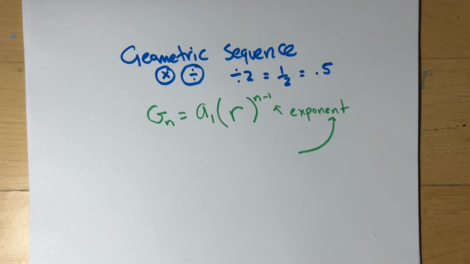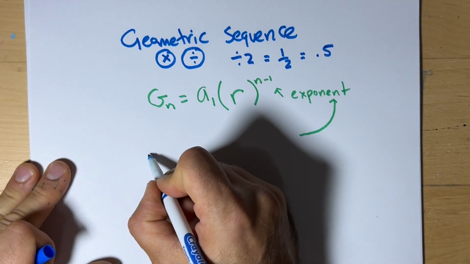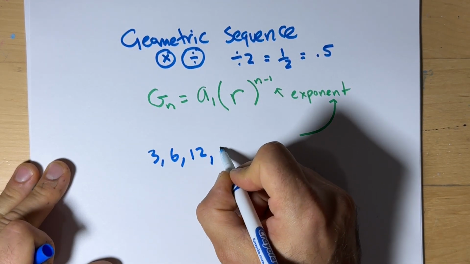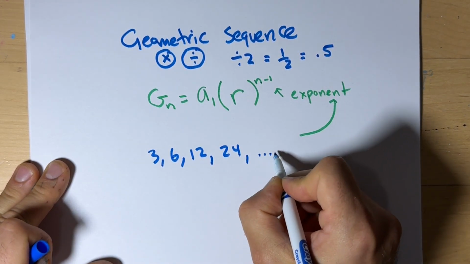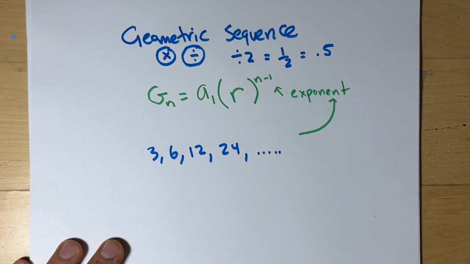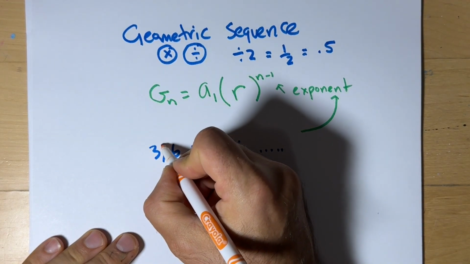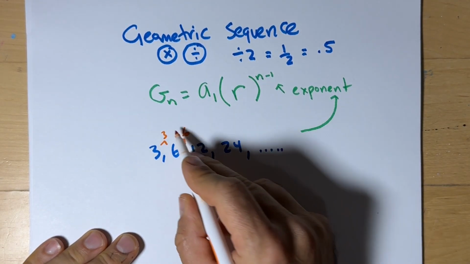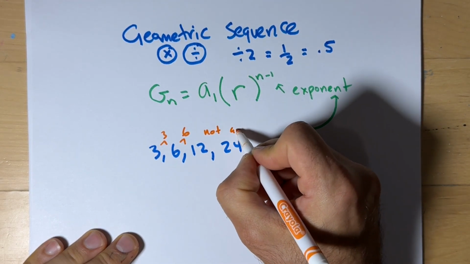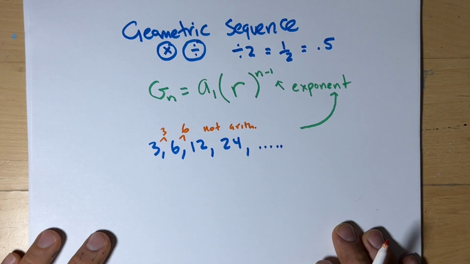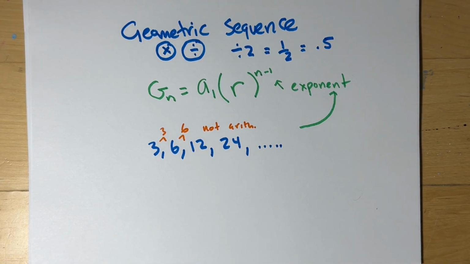So how will we use this? Let's start with the pattern. If we're trying to decide if it's geometric or arithmetic, we might first subtract. 6 minus 3 is 3. 12 minus 6 is 6. And so we see right away it's not arithmetic. You're not adding the same amount or subtracting the same amount. So then the clue is going to help you to decide if it's geometric.